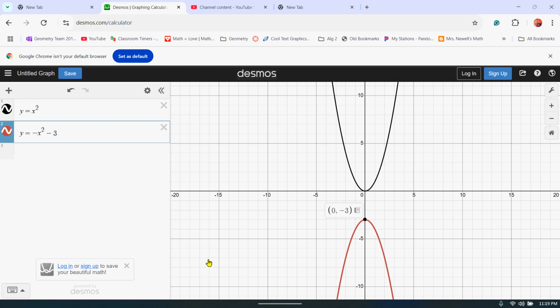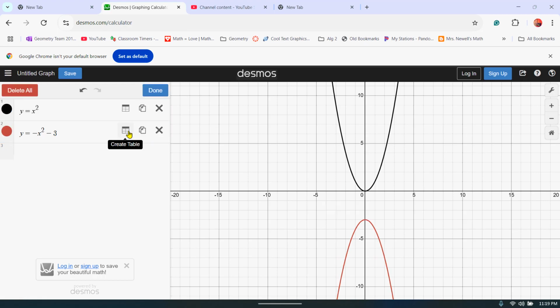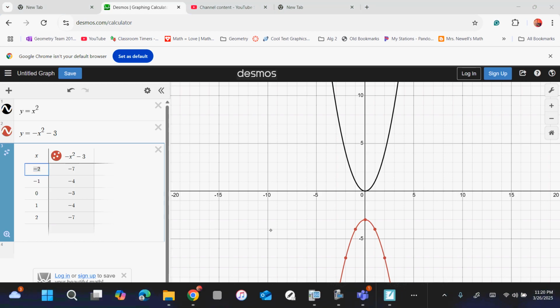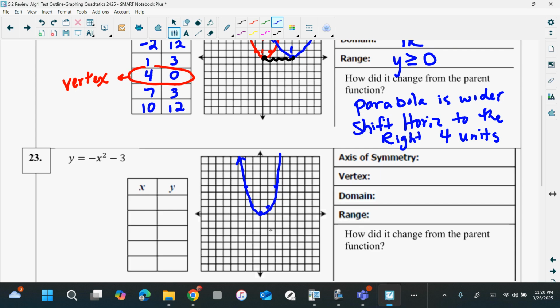Remember, you can hover over and we can get some points here. I think this is an exact point. But I know that's the vertex. So what I could do is go to my settings. Let's create a table from this. And oh, there are some points on there. We already have them. There's the vertex right there in the middle. So we can graph that on our paper here.